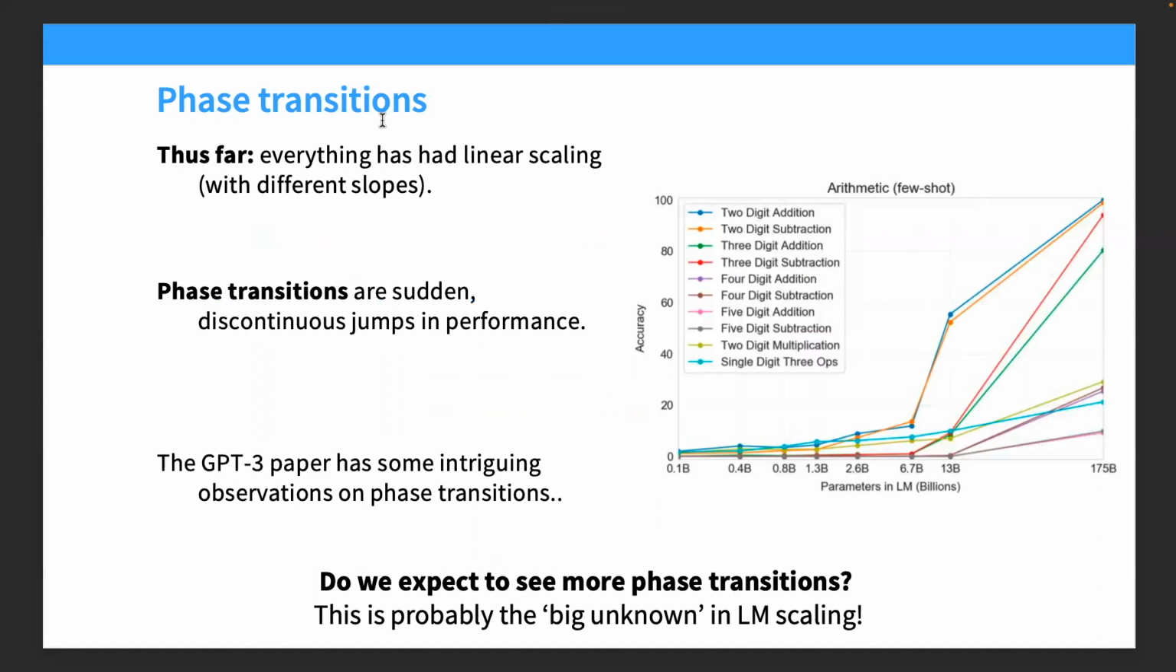Another phenomenon people found is the phase transition. Phase transition is like, for example, 2-digit addition, 2-digit subtraction, going to 3 digits, 4 or 5 digits and more.